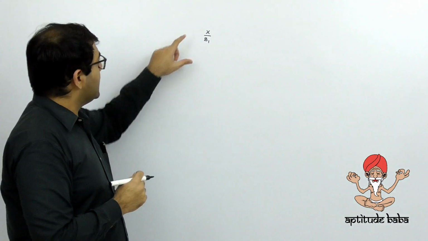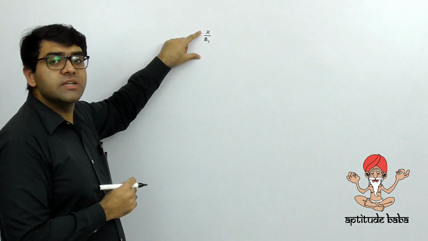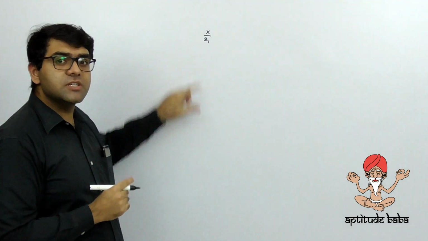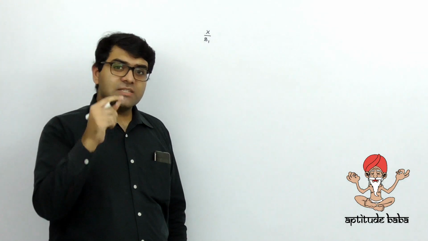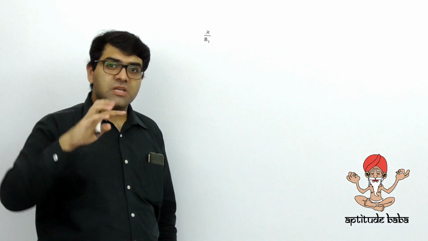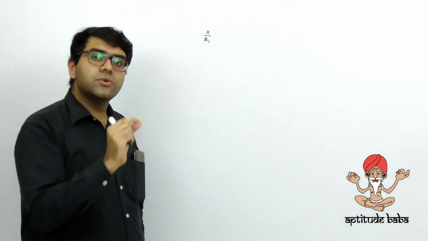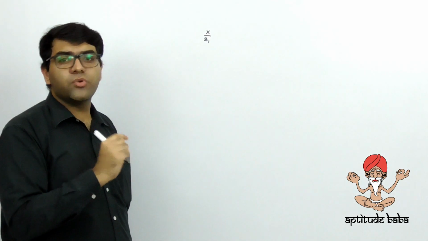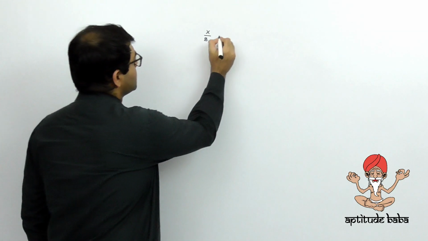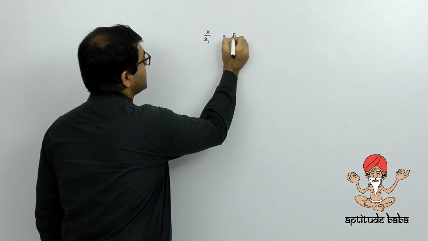Now, x by s1 should give me the time taken by this train to cross a signal pole. X represents the length of the train, s1 represents the speed of the train. Now, x by s1 is length of the train by the speed of the train. This ratio gives us the time taken by the train to cross a signal pole or a point object. So for the first train, x by s1 is 8 seconds.